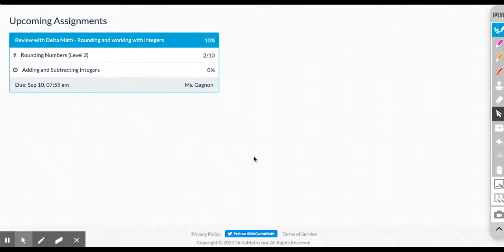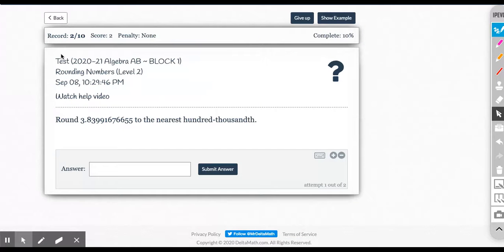Okay, when you get to deltamath.com, this is what your page should look like. There are two assignments. One is about rounding numbers, and one is about adding and subtracting. Mine shows a 2 out of 10 because I've already tried some, and a 0% because I didn't do any of those. Let's try the first activity.